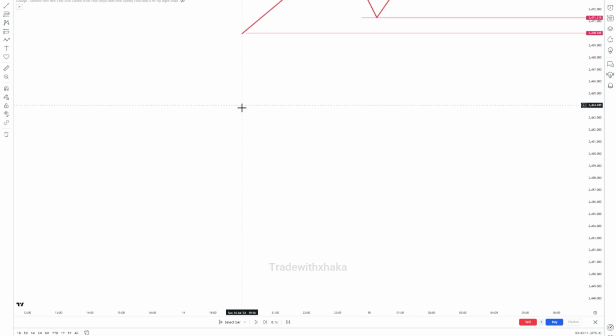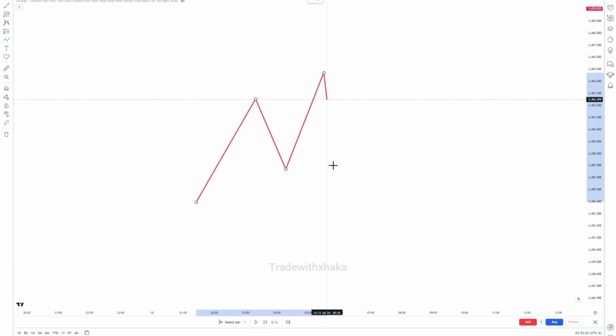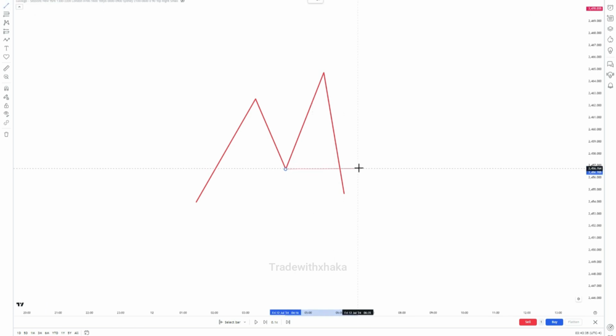I won't waste much time on that. So there are two types of entry model. Whenever price takes liquidity in the 15-minute time frame, we go to the 1-minute time frame. The first thing I look for is order flow. Let's say for instance, market takes up this high, closes below, and this is called market structure shift.